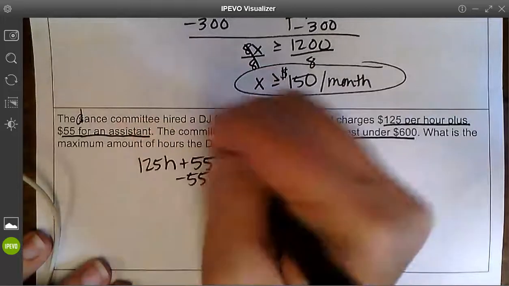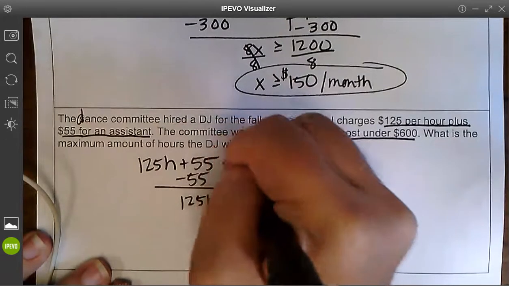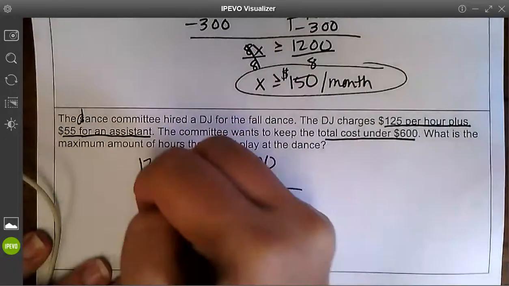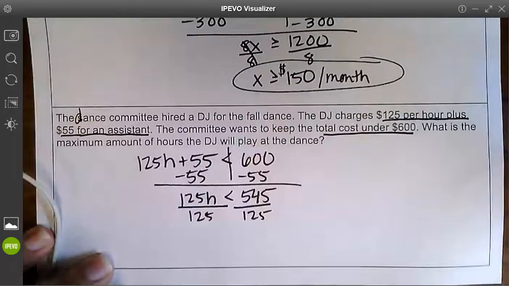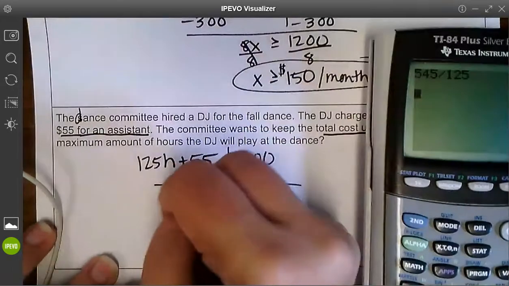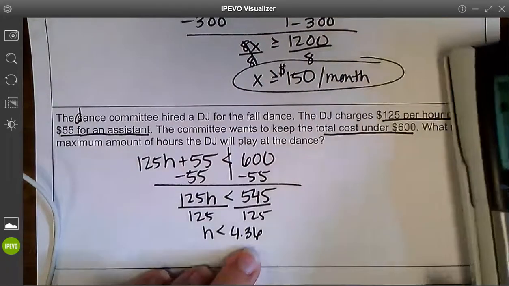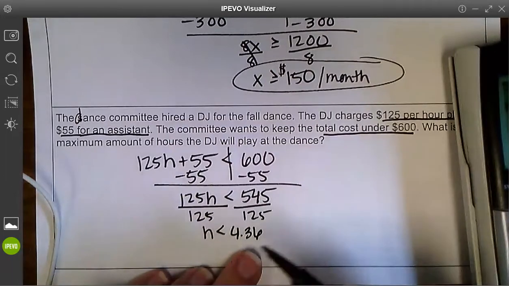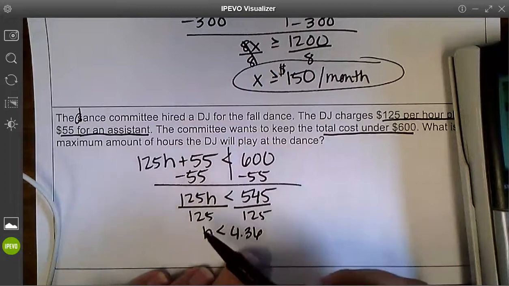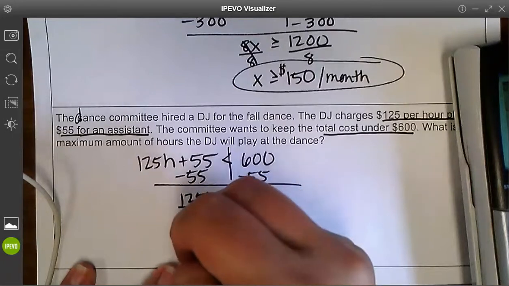So now I'm solving that. Subtract 55 from both sides, and you get 125h is less than 545. Divide both sides by 125. 545 divided by 125 is 4.36. Now, you probably cannot hire a DJ for 0.36 of an hour. They probably go by half hours or by hours. So if I did 4.5 hours, let's say it goes by half hours, that would exceed my $600 because I need my hours to be less than 4.36. The most I could hire him for would be 4 hours.